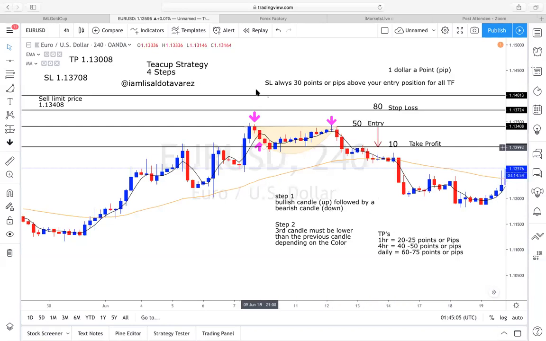So depending on what time frame you catch a teacup, that's going to give you the take profit. So now if you catch a teacup on the 1 hour, you want 20 or 30 points. We're not going to call it pips because that's for fancy people. We're going to call it points. You want 20 or 30 points. So if you had $1 a point and you catch a teacup on the 1 hour, you could choose. You can either put it at 20 or 25, however you want, right? So let's say you catch a teacup on the 1 hour. How many points are you looking to get out of it?